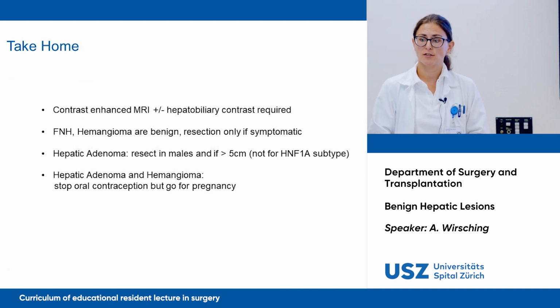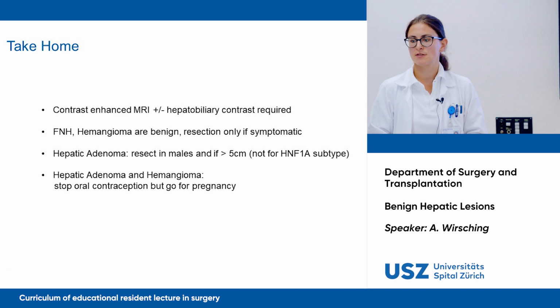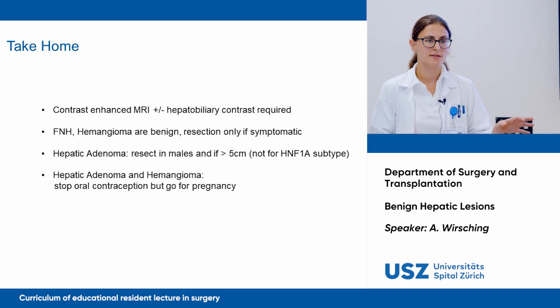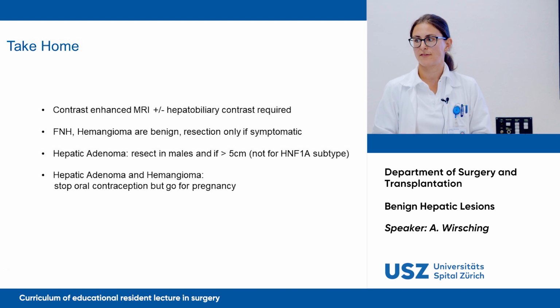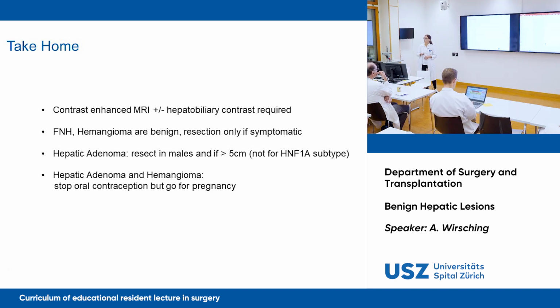So, a take-home message very quickly. Contrast-enhanced MRI is the modality of choice to discriminate those lesions. FNH and hemangioma are benign, so don't touch them unless they're really clearly symptomatic. Hepatic adenoma: resect them always in males, and if they are above 5 centimeters in females, with this little exemption of the benign subtype with the HNF1 alpha mutation. And always with hemangioma and hepatic adenoma, stop oral contraception, but don't prohibit women from going for pregnancy.